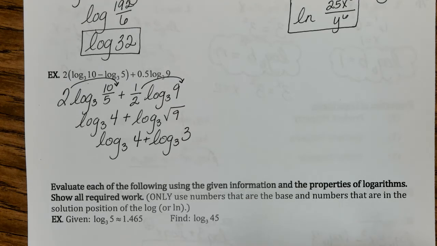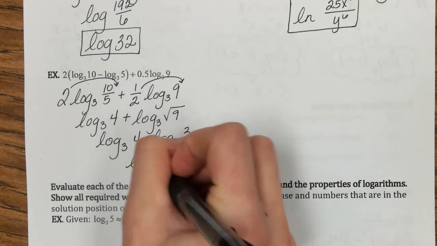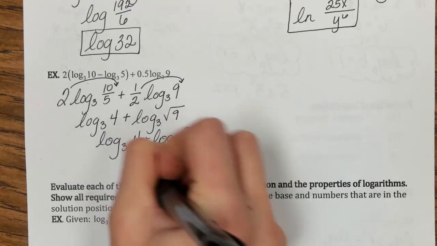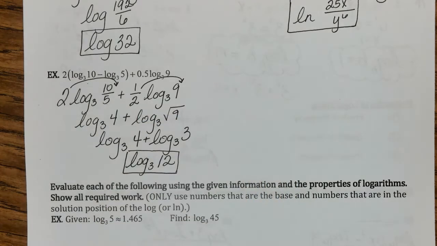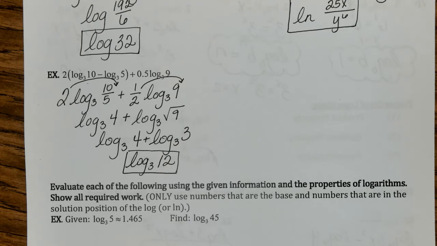Well, I'm multiplying because it says I'm adding, so I'm going to multiply 4 times 3. My answer would be log base 3 of 12. Y'all good with that? So those are the easy sections.